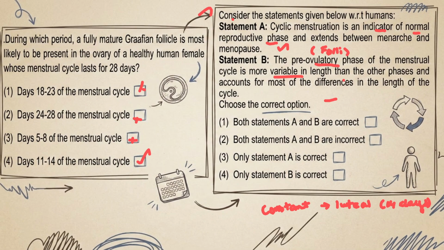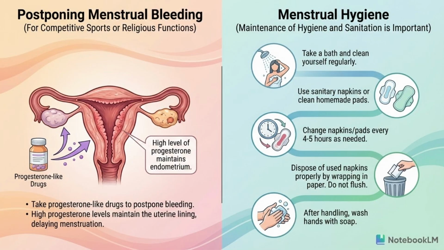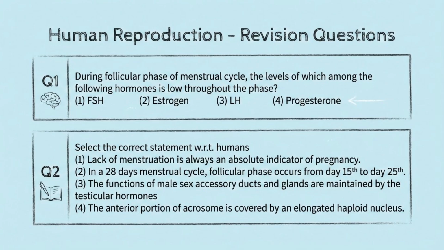But follicular phase if you see, that is going to be highly variable. சில womenக்கு அதிகமா இருக்கும், older women இருந்தாங்கன்னா follicular phaseஓட duration அதிகமா இருக்கும். ஏன்னா உங்களுக்கு follicle develop ஆக நிறைய டைம் எடுத்துக்கும். Yes. So both are correct then. So that is more variable than the other phases and accounts for most of the differences in length of the cycle. Yes. So this is regarding menstrual cycle. Okay, other few questions are there.